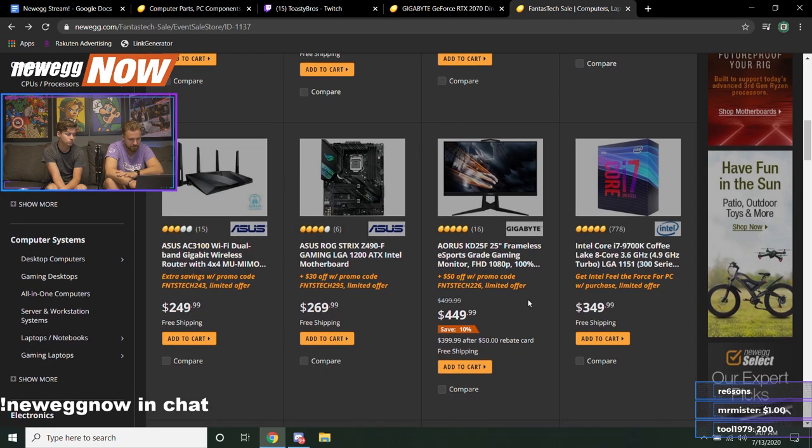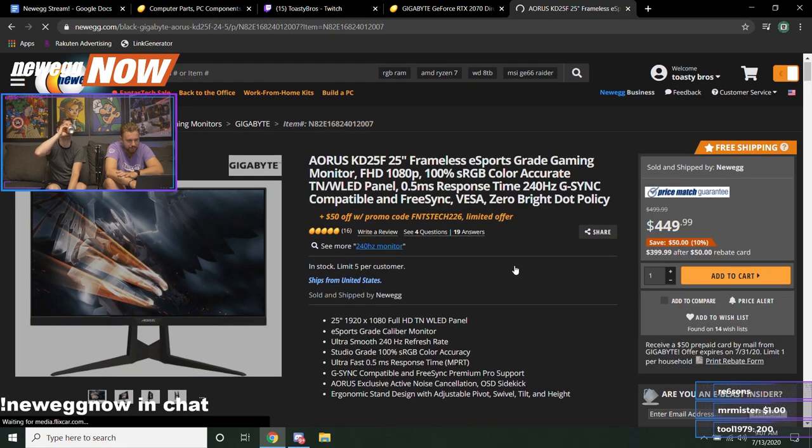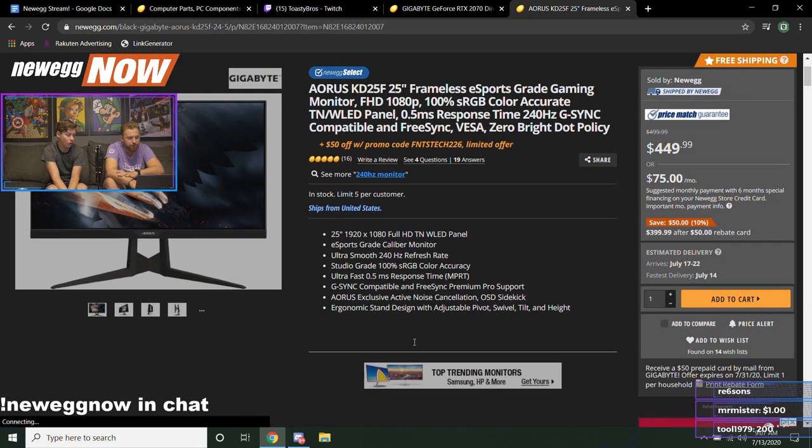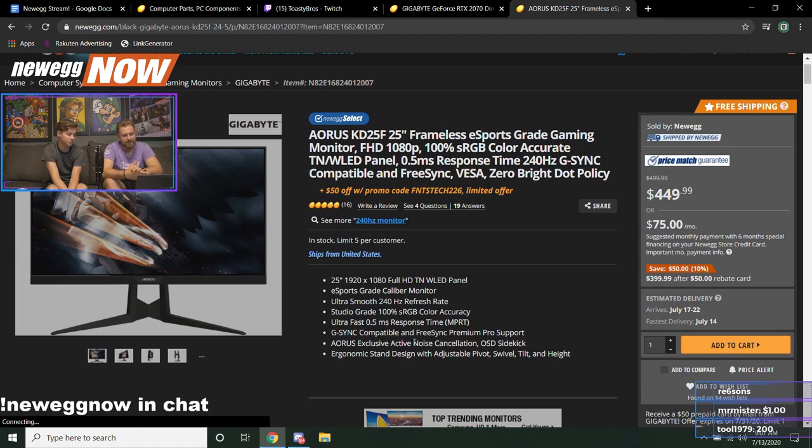A Gigabyte Aorus gaming monitor, 1080p. I'm hoping it's a 240 hertz at that price point. 240 hertz, that's okay. $50 off would make it around $400. There are some $400 240 hertz monitors. 5 millisecond response time. That's pretty baller.